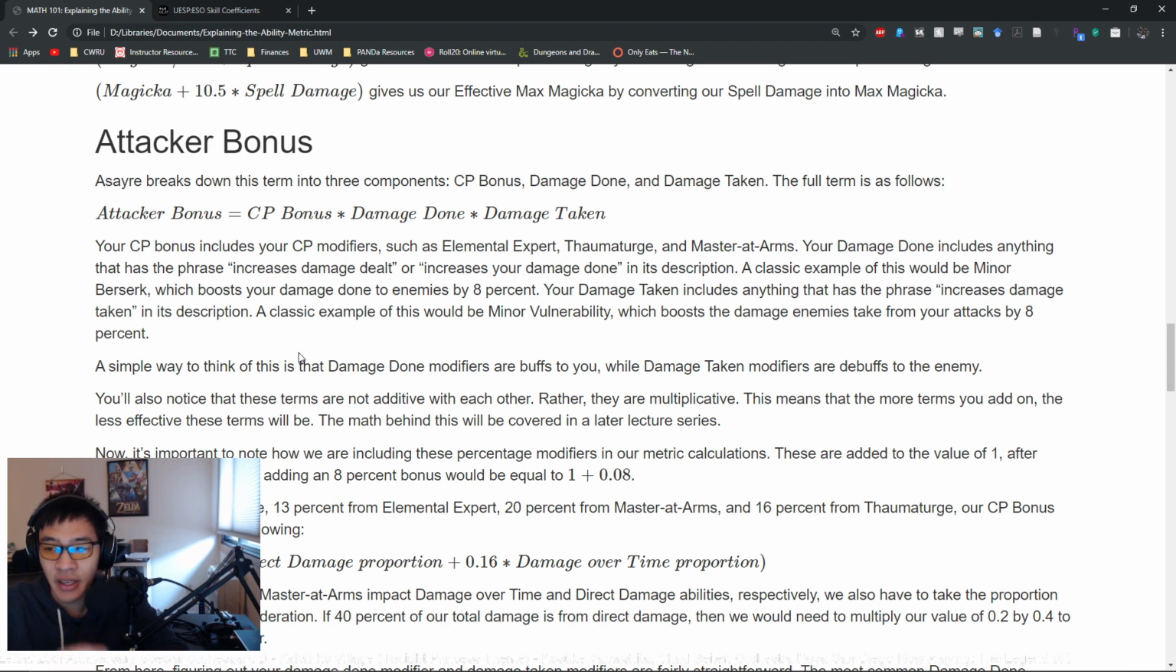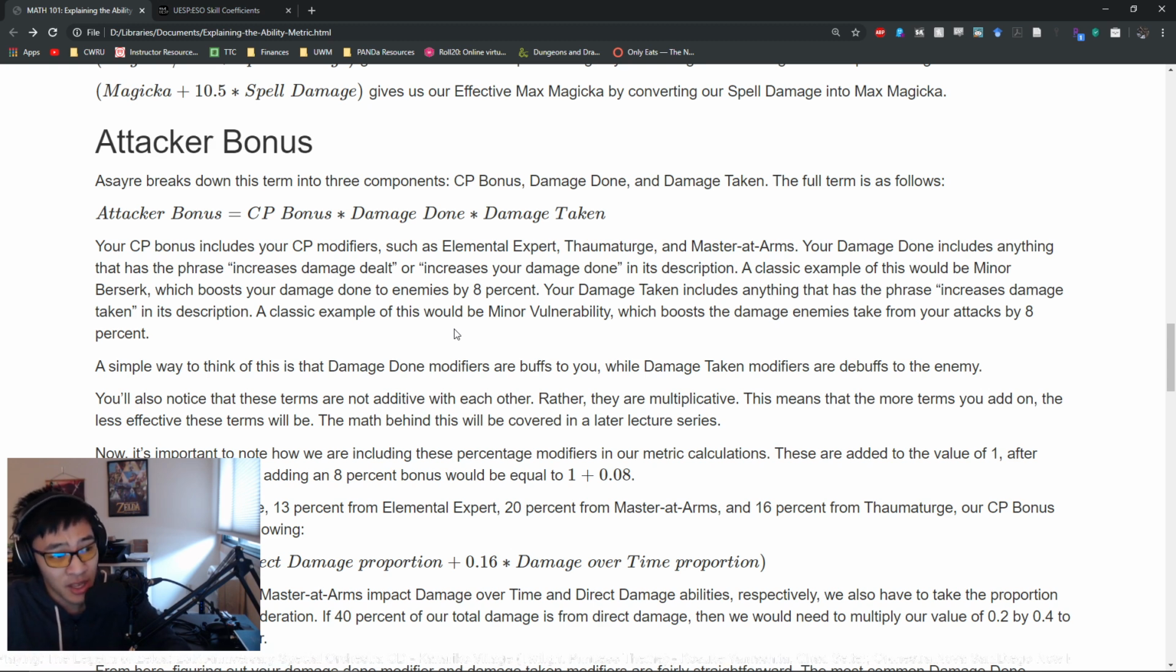So your damage done modifier, which is the second term, includes anything that has the phrase increases your damage done or increases your damage dealt to the enemy. A good example of this would be Minor Berserk, which boosts your damage done to enemies by 8%. So you have that damage done wording in there. The damage taken modifier includes essentially anything that says increases damage taken in its description. So that would be, for example, Minor Vulnerability, which boosts damage enemies take from your attacks by 8%.